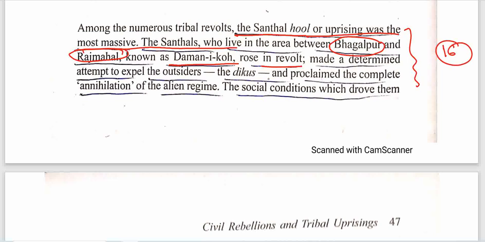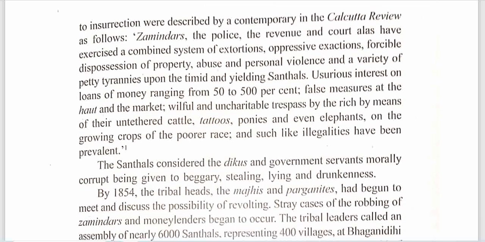A determined attempt to expel the outsiders, the Dikhus. In tribal language, the outsiders are known as the Dikhus, and they proclaimed the complete annihilation of the alien regime. The conditions which drove them were described by the contemporary Calcutta Review as follows: Zamindars, the police.